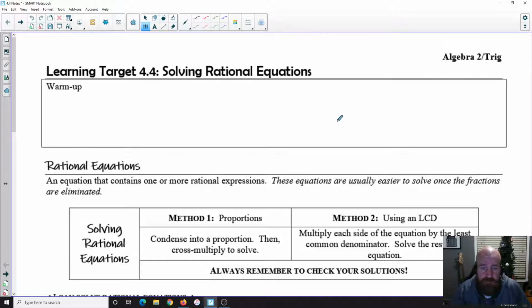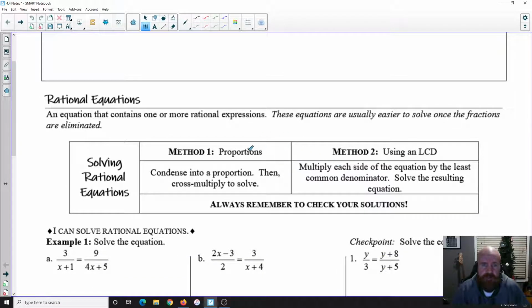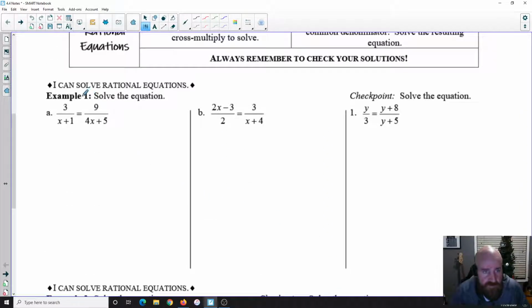What we're going to do is solve for x like we've done in the past in many different types of equations. There are two methods, proportions and using least common denominator. I'm going to take a look at both of these, and you can read through those after we're done. The big thing is always remember to check your solutions. That'll help you to see if you're correct in the methods you're using. And the other thing is sometimes we have what are called extraneous solutions, which we'll talk about in a little bit.